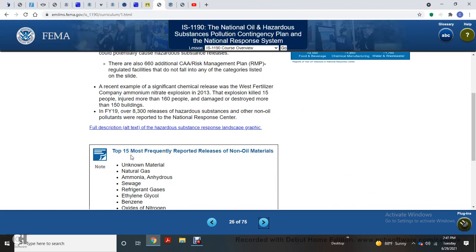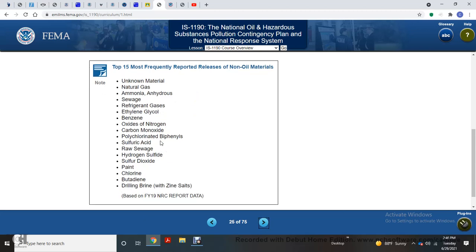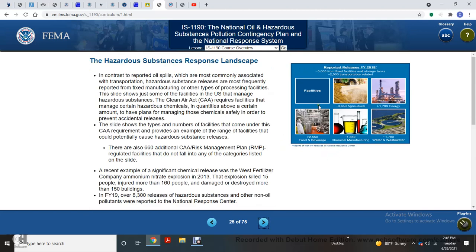In fiscal year 2019, over 8,300 releases of hazardous substances and other non-oil pollutants were reported to the National Response Center. The top most frequently reported releases of non-oil materials include unknown material, natural gas, ammonia hydrate, sewage, refrigerant gases, ethanol, glycol, benzene, nitrogen oxide, carbon monoxide, sulfuric acid, raw sewage, hydrogen sulfide, sulfur dioxide, paint, chlorine, and drilling brine with dissolved salts. It then shows the facilities reporting releases: agricultural, energy, food, beverage, chemical, and wastewater.